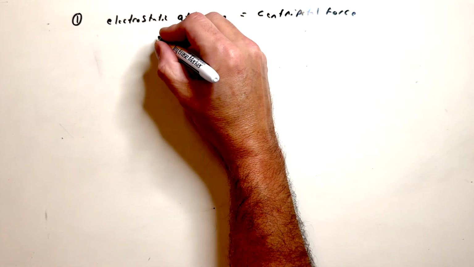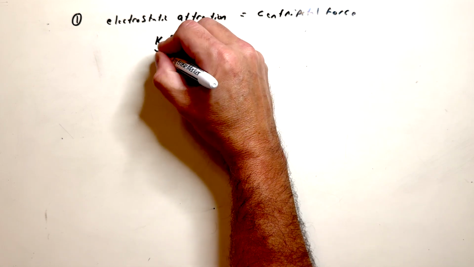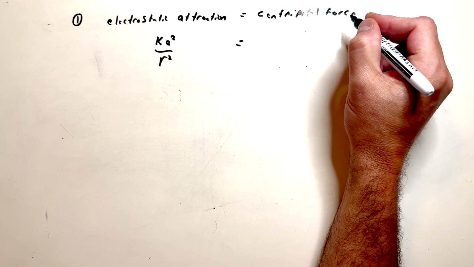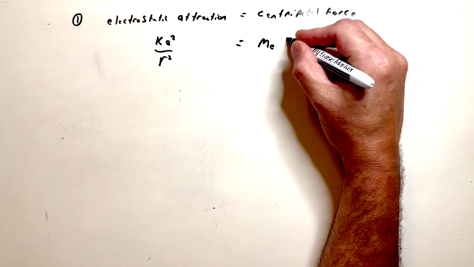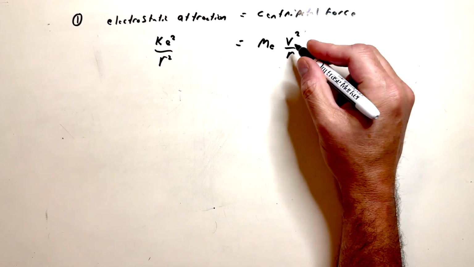So what is the electrostatic attraction? Well, that's just Coulomb's constant times the charge squared divided by the radius squared. And that is going to be equal to the centripetal force, which is just the mass of the electron times v squared over r. And now it's just a simple matter of solving for v.